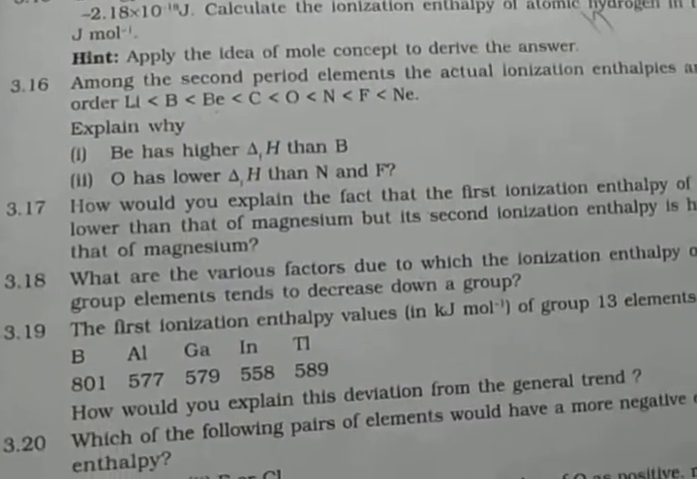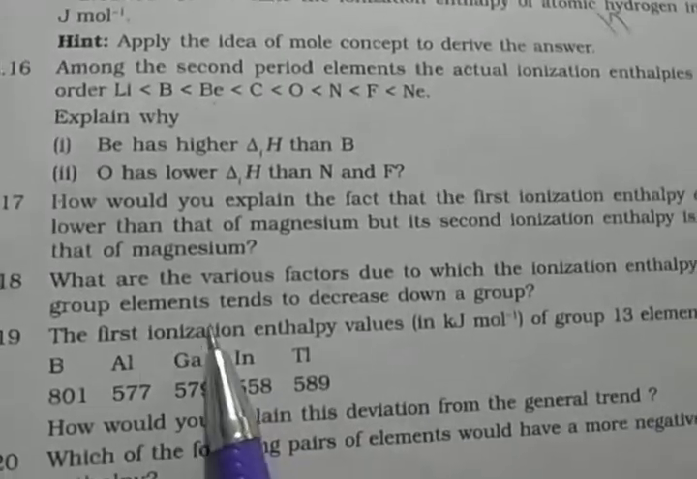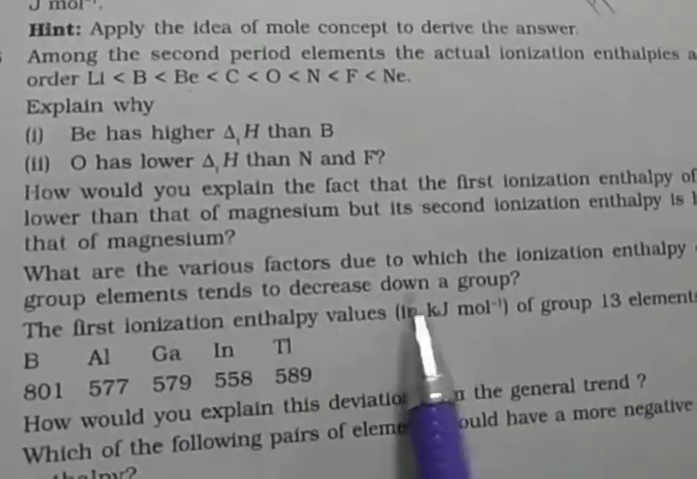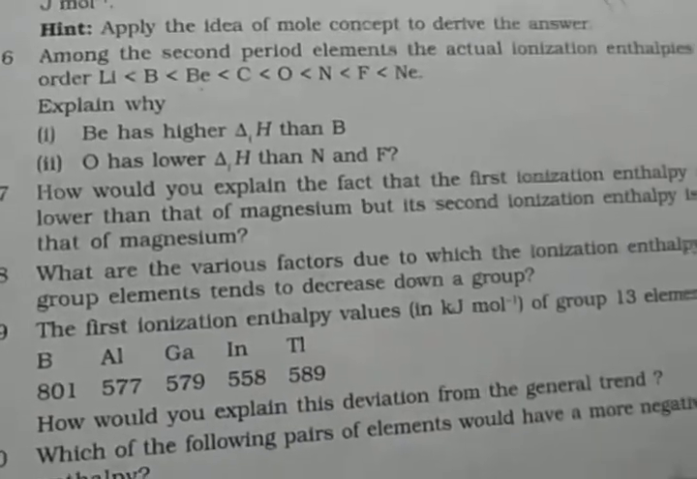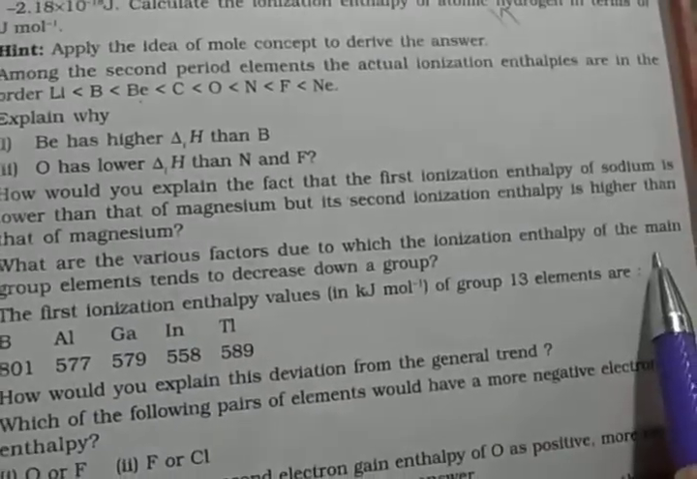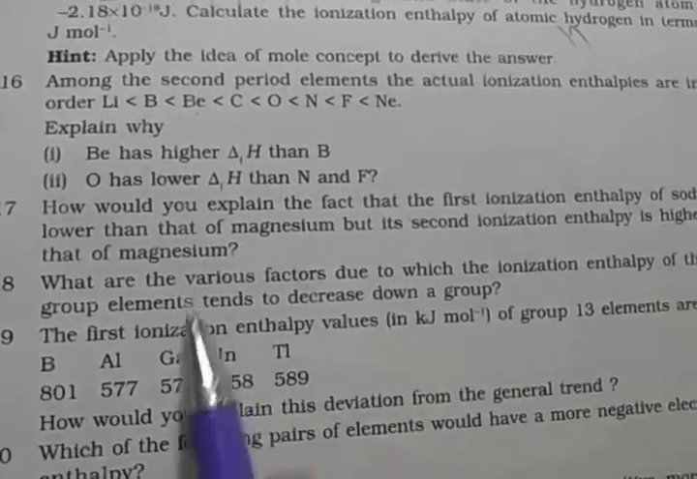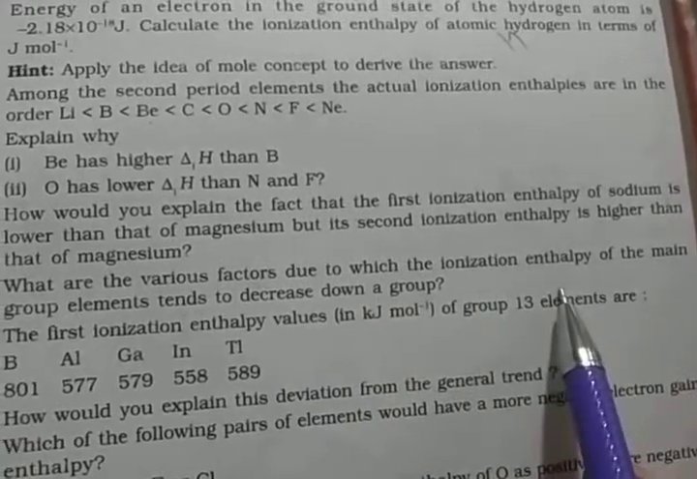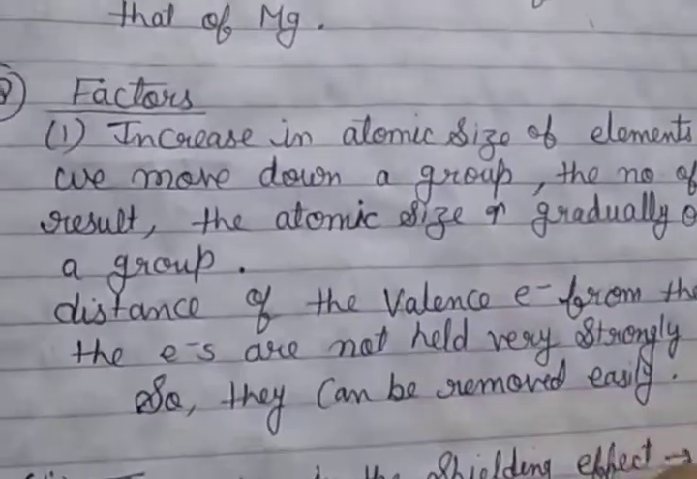Then question number 18: what are the various factors due to which the ionization enthalpy of the main group elements tends to decrease down a group? So which factors affect the ionization enthalpy whenever we go down a group? There are two factors.